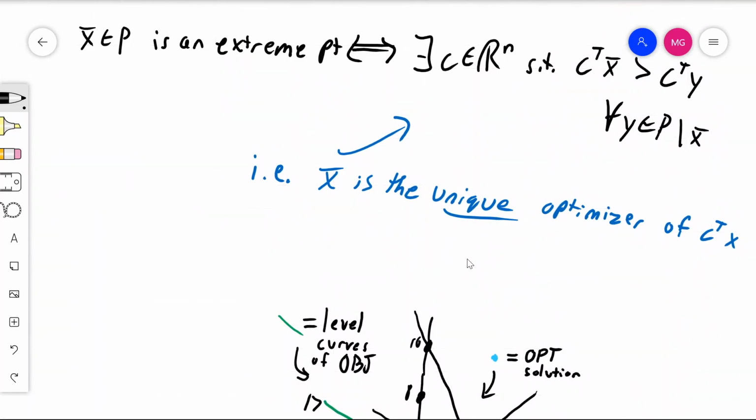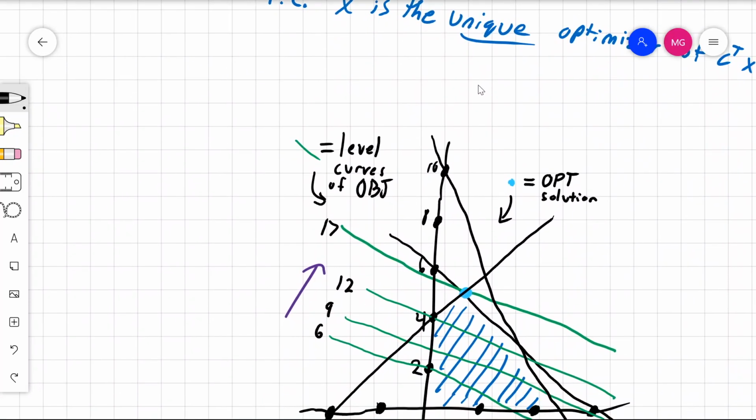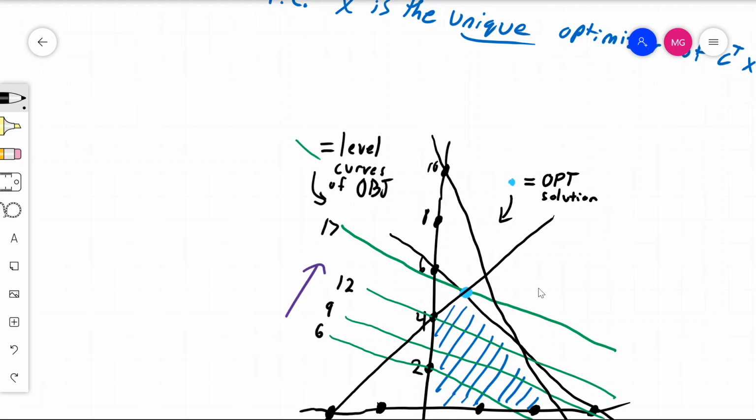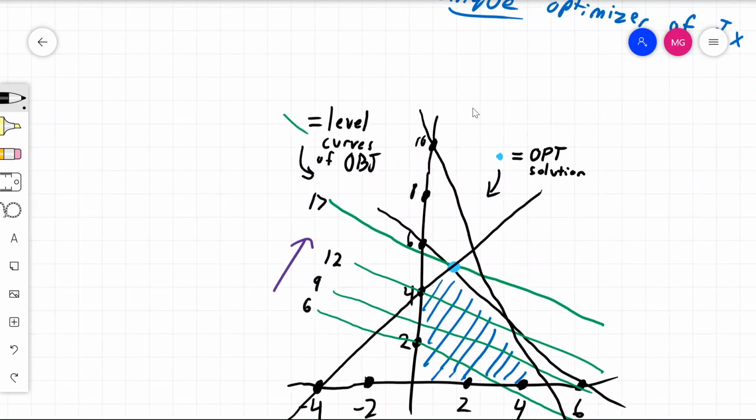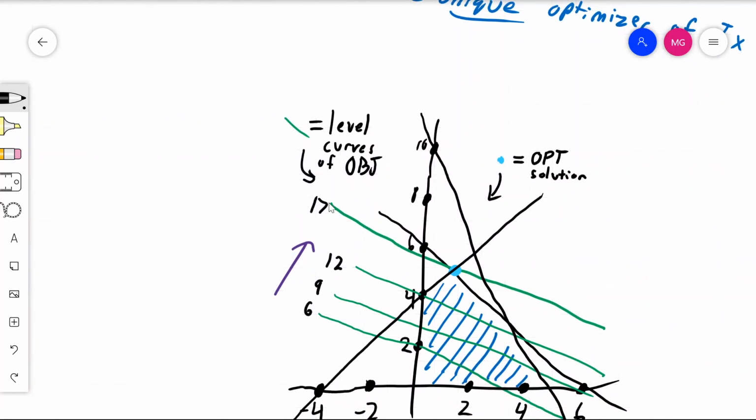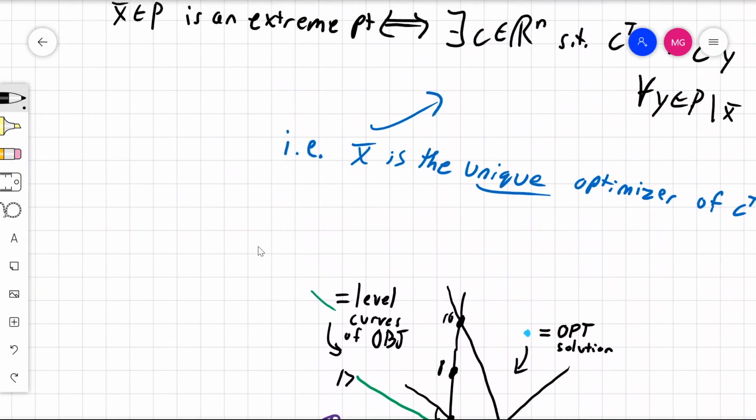And that's not just true for that point, though. It's actually true for any extreme point of the polyhedron. Okay, it's not going to be the same vector c, it's not going to be the same objective function, but there is some objective function which has a unique optimal solution being that particular extreme point.